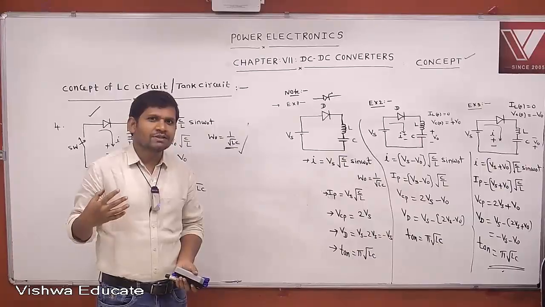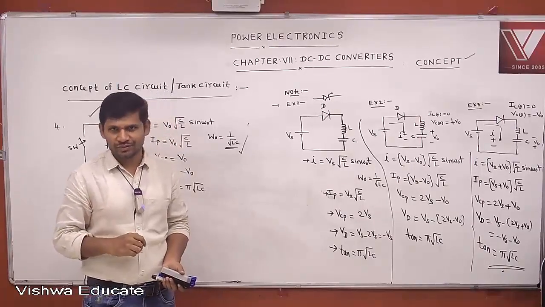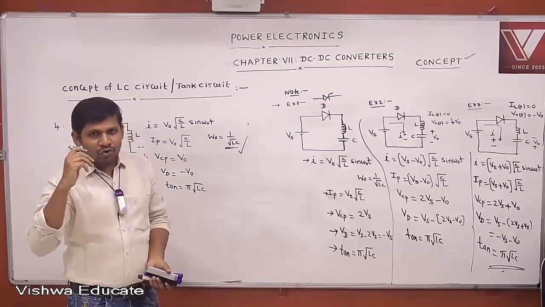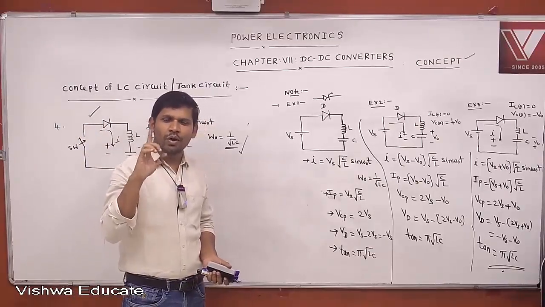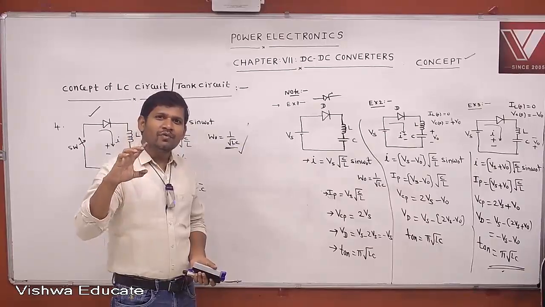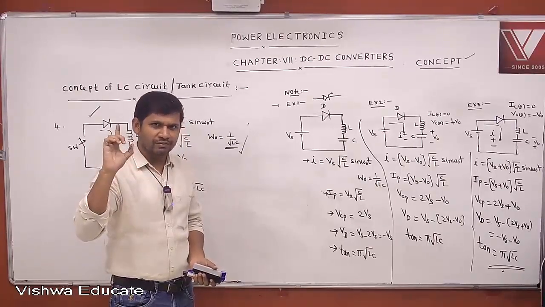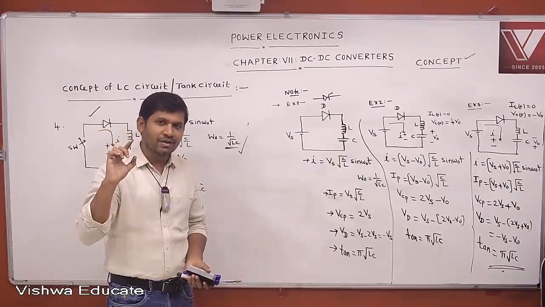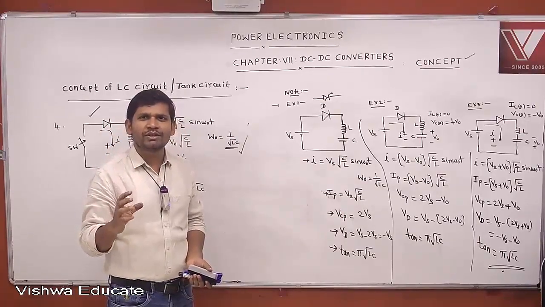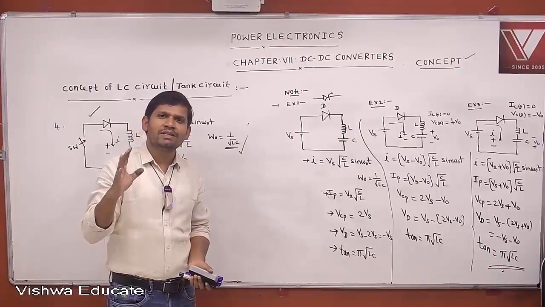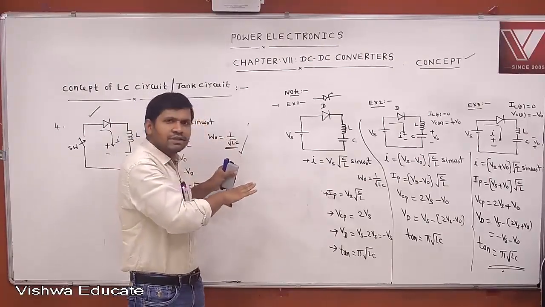In the discussion of commutation methods, I discussed in detail only natural commutation. But forced commutation and load commutation I have not discussed till now. I gave only an introduction to forced commutation in the power semiconductor devices. But I told one point: the detailed discussion of forced commutation methods and load commutation methods I will discuss in the discussion of choppers, that means in the DC to DC converters discussion.